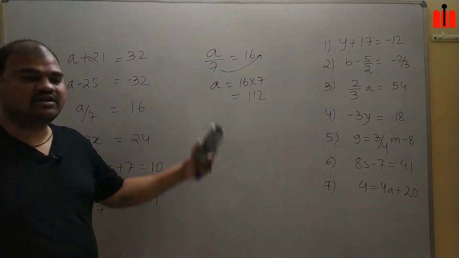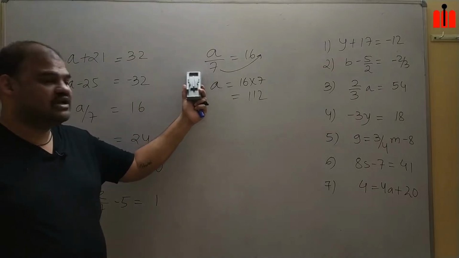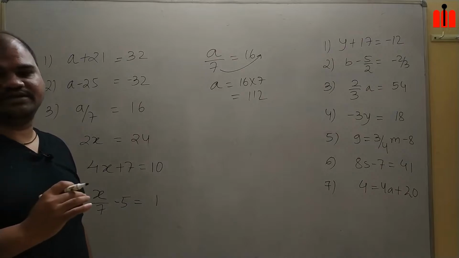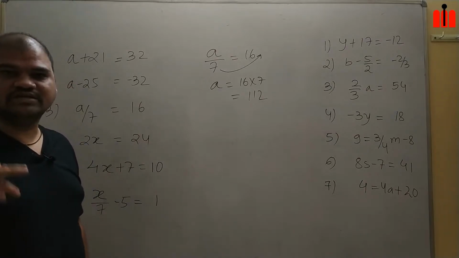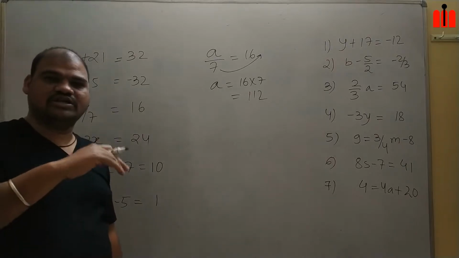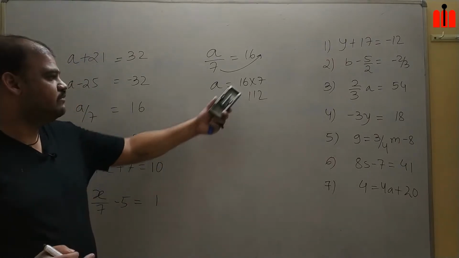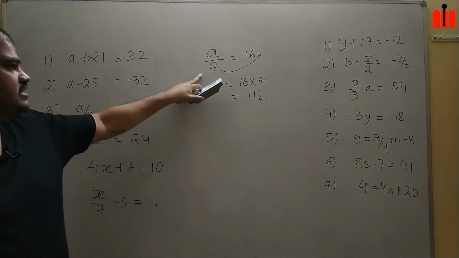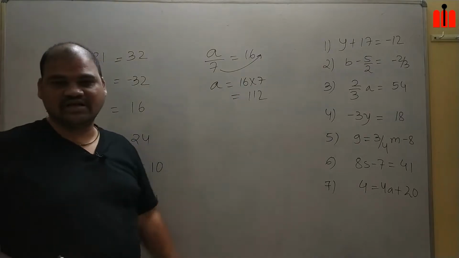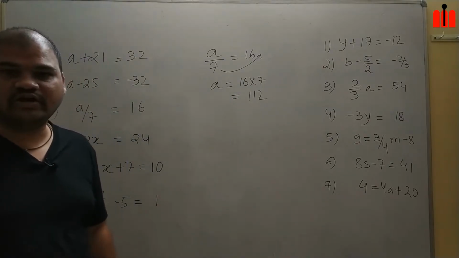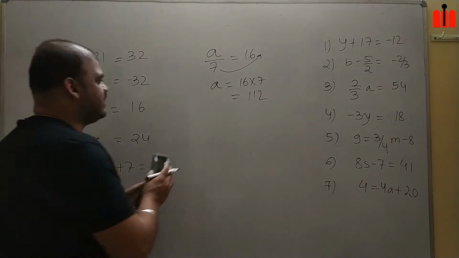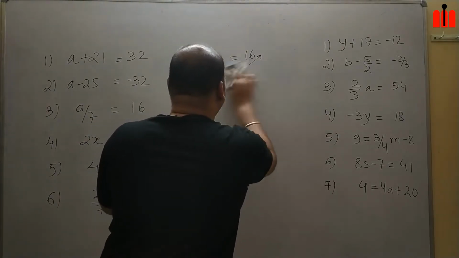Here, what is the learning? The learning is, once a number is in division, once it goes to the other side, either from LHS to RHS or RHS to LHS, it will be in multiplication. It is in division over here, so here it will be in multiplication. So it will be multiplied with 16, which is 112. Are you getting it? Okay. So this completes the third problem.